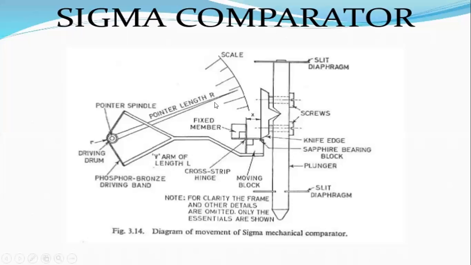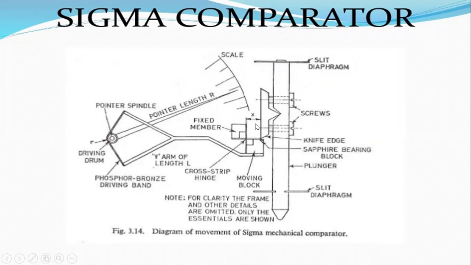So it has the pointer length, that is R, which is to be measured on an engraved scale. This pointer is attached to a Y arm, which is easy to measure with a scale, and the Y arm is attached to the cross strip hinge. This is the cross strip hinge, which has two blocks, the fixed member block and the movable block. This is the moving block, and this is the fixed member, that is the fixed block.